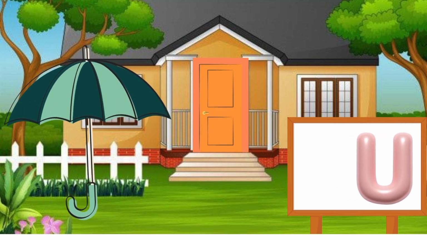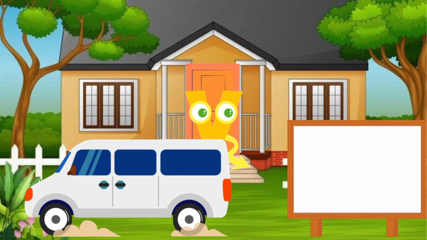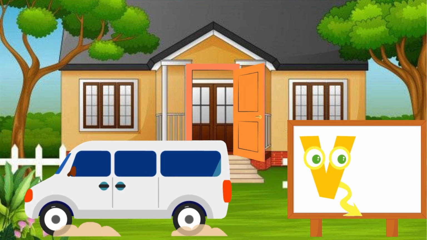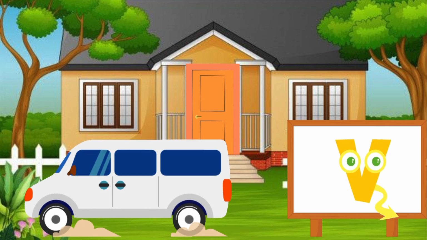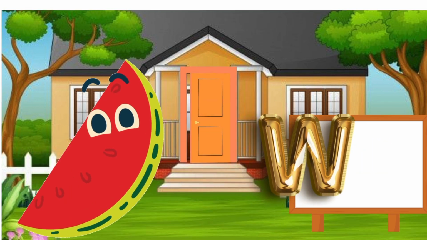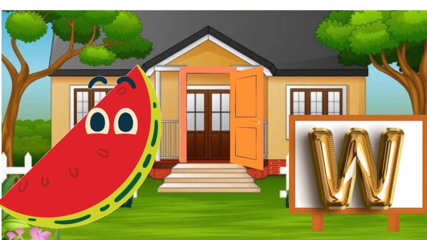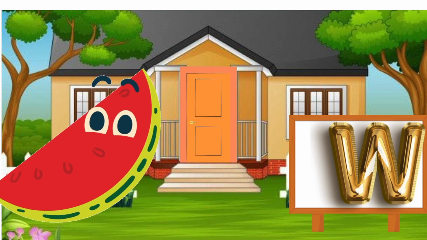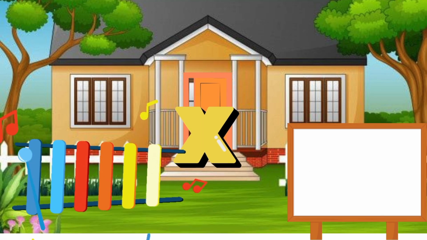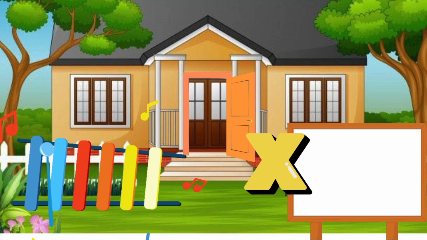Umbrella. U, umbrella. V is for van. V, v, van. V, van. W is for watermelon. Wah, wah, watermelon. W, watermelon. X is for xylophone.